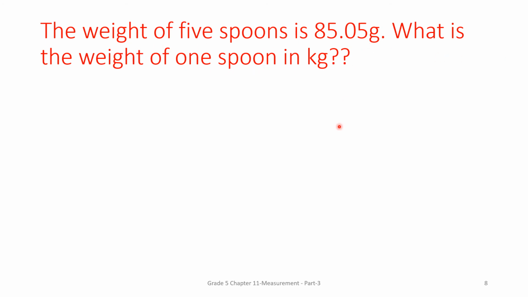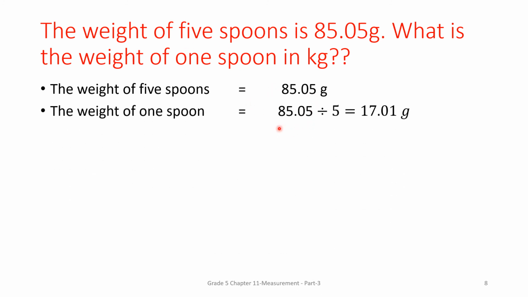Now scholars, over here we have to find the weight of 1 spoon and that too in kg. Okay, and what is given in the statement? The weight of 5 spoons. So we'll first frame the statement. The first statement will be: the weight of 5 spoons is equal to 85.05 grams. Okay, now we'll find the weight of 1 spoon. How do we do that? We have to divide 85.05 by 5 to get the weight of 1 spoon. When I divide 85.05 by 5, I will get the weight of 1 spoon, which is 17.01 grams.